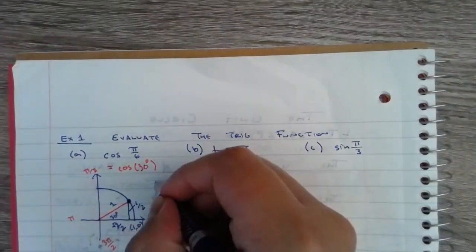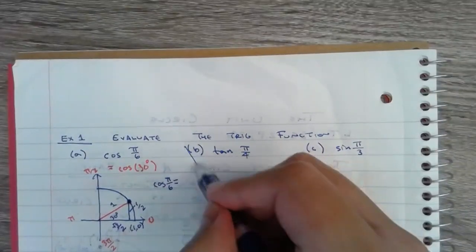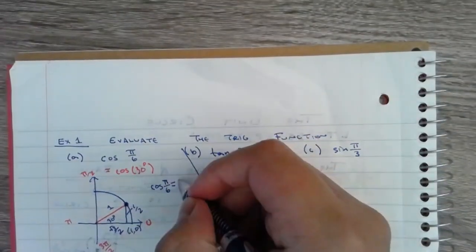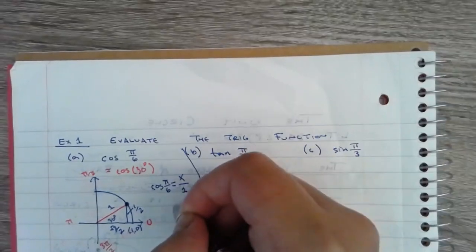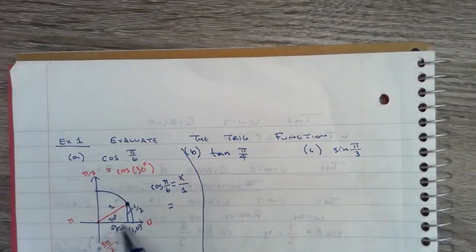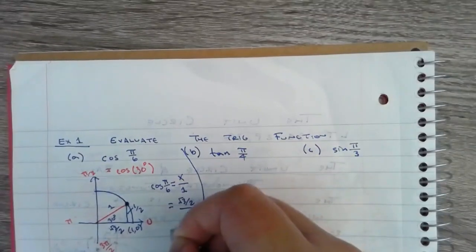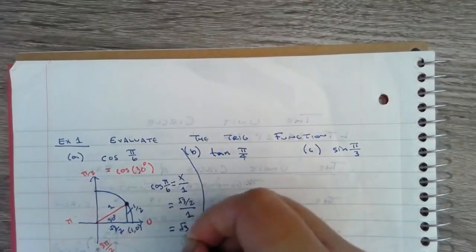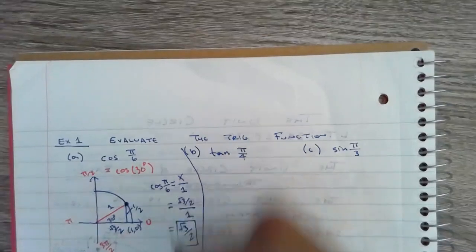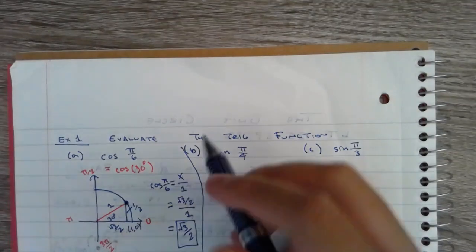So now, let's go ahead and find cosine of pi over 6. Cosine of pi over 6 is going to be x over 1. So that's going to be one of your trig functions. So what's my x right here? Your x is, remember, your adjacent over your hypotenuse. So that's square root of 3 over 2 divided by 1, which gives you square root of 3 over 2. And there you go. Remember, adjacent over hypotenuse or x over 1, which is just the same thing as x. Okay? So that's the long way. But now let's go to the next one.